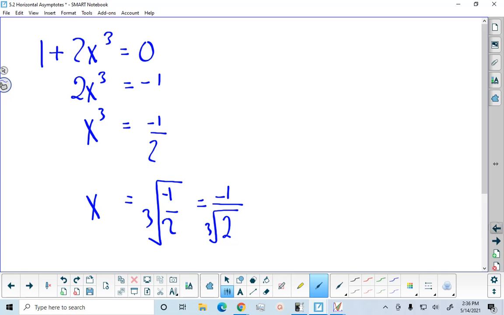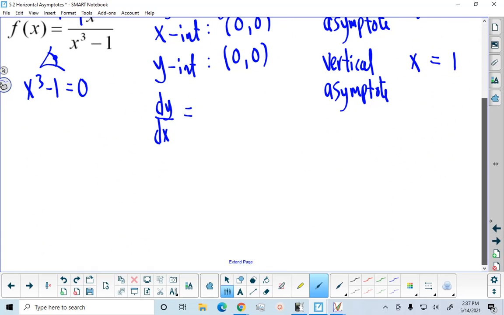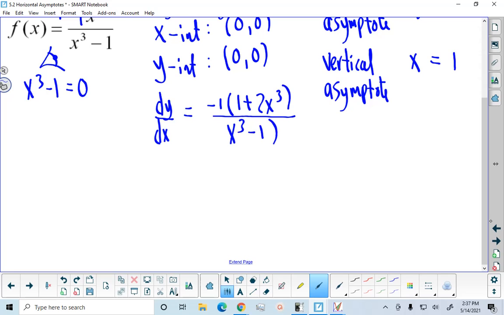So I'm going to go back to the first page, and I forgot to put squared here. That's important. And just put in my derivative, which was -1 times 1 plus 2x cubed over x cubed minus 1 squared. Can I get some people to double check that I transposed that correctly from the other page?